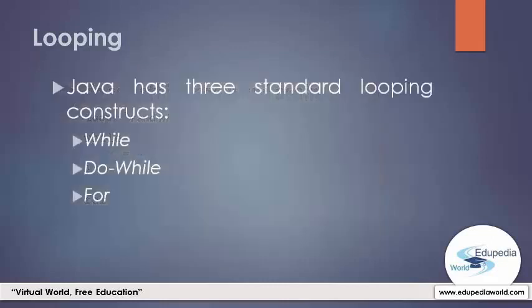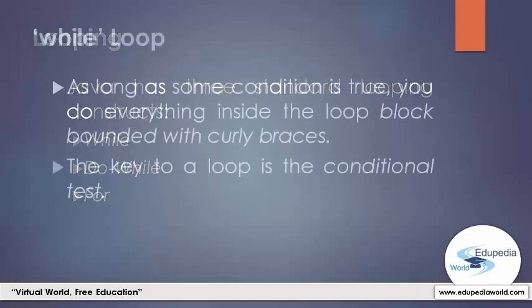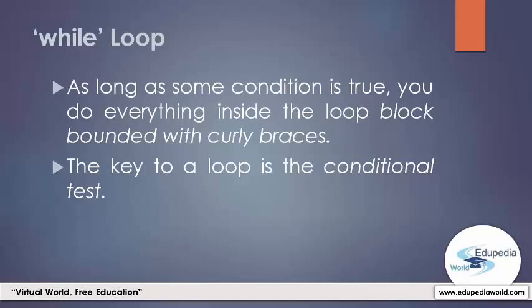In Java there are three standard looping constructs: while loop, do while loop, and for loop. Before moving into much detail, let's start from the beginning, the basics of looping. You'll get a detailed lesson about looping later in this series. Until then, let's start with while loops. As I said earlier, the loop block is bounded by a pair of curly braces. So whatever you want to repeat needs to be inside that block.